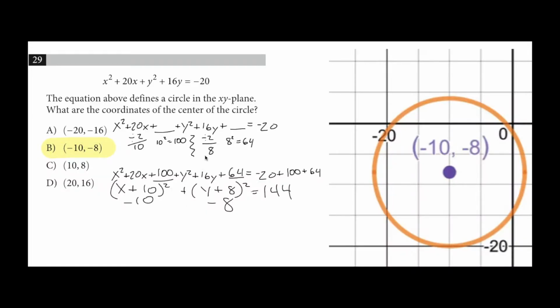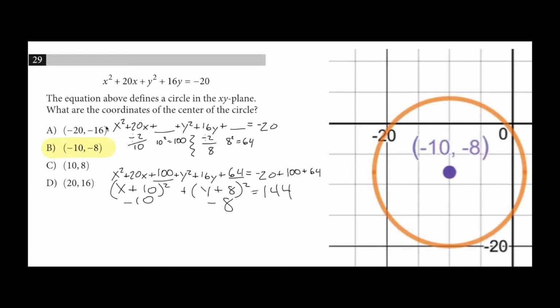So there's one perfect way to do this, and there's one kind of faster, approximate way to do this. What you could do is just type all this into your calculator if it's smart enough. If you've got a good enough calculator, you type this in and graph it, and it'll tell you. You'll be able to trace, put your cursor right here, and see that the answer should be -10, -8. Not all calculators can do that.